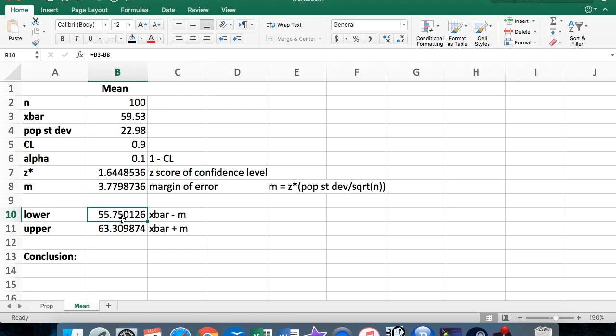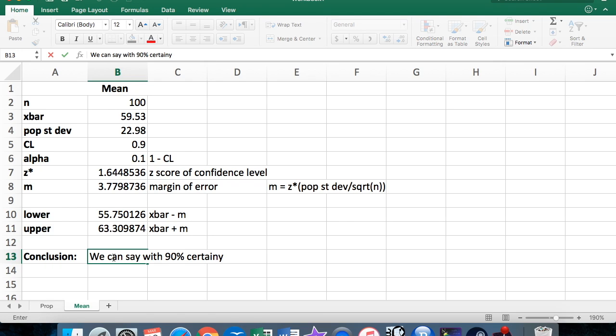And there we go. So here, since this is a 90% confidence level, we're saying that with 90% certainty, or 90% confidence, our population mean is between these two values. So that's how we read this problem. So we can say with 90% certainty. Remember, that's your confidence level. It's the whole reason we do confidence levels here: we're not 100% certain ever.